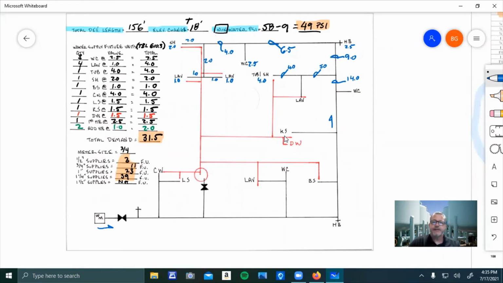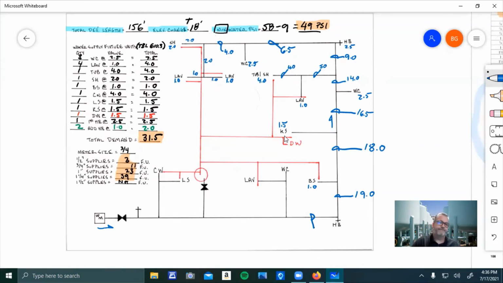Then we have our kitchen sink, which is 1.5, right? So this is 1.5, the lab is 1, this water closet's 2.5. So at this point right here, we have 16.5. At this point right here, we have 18, because we picked up the kitchen sink. And then we're picking up the bar sink at this level right here, and that gives us 19. This one here, we're picking up this hose bib.